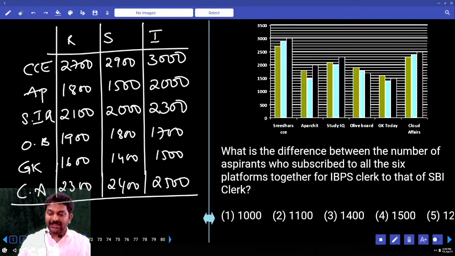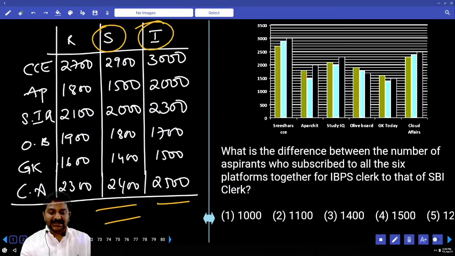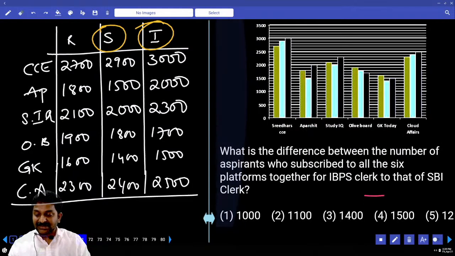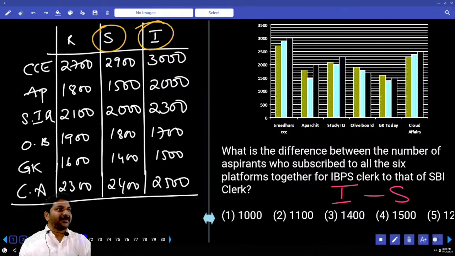What is the difference between the number of aspirants who subscribe to all 6 platforms together for IBPS clerk and then SBI? For these two, we need to add values and then go for the difference, correct? Instead of that, can we go for individual differences and then add? But then order is important. Subtract SBI from IBPS. Always subtract the SBI value from IBPS only, because sometimes you may get positive numbers, sometimes you may get negative numbers. Order is important, correct? Yes.